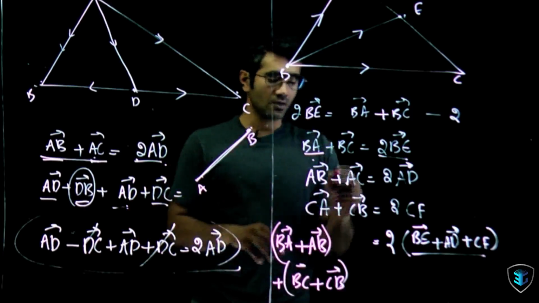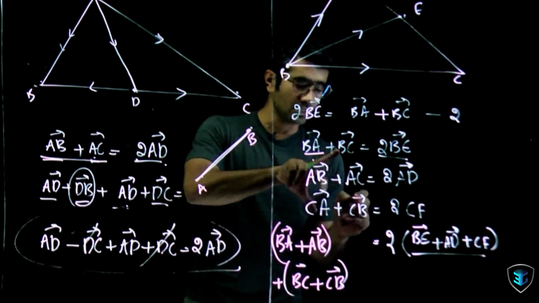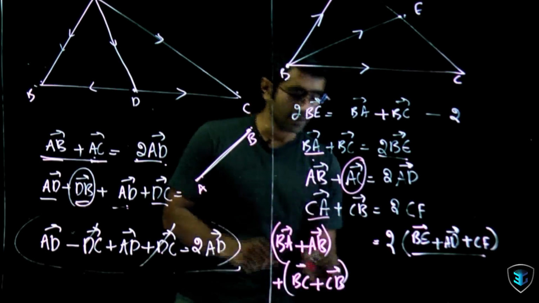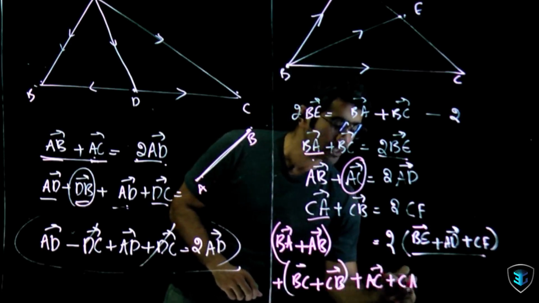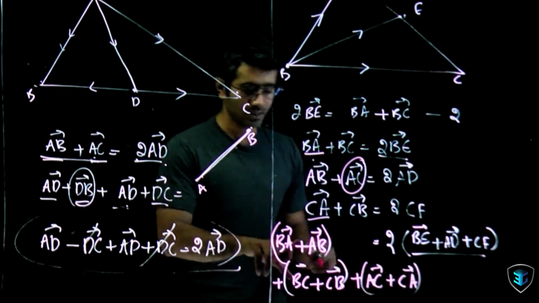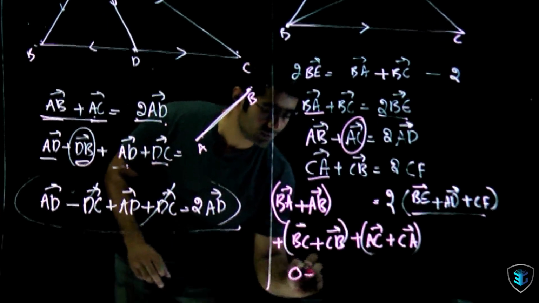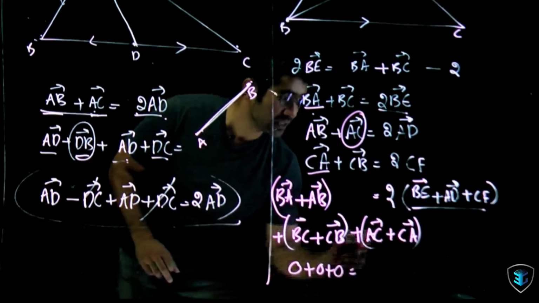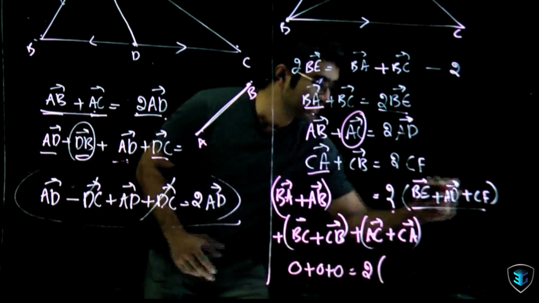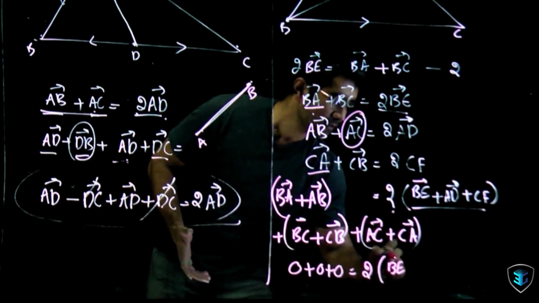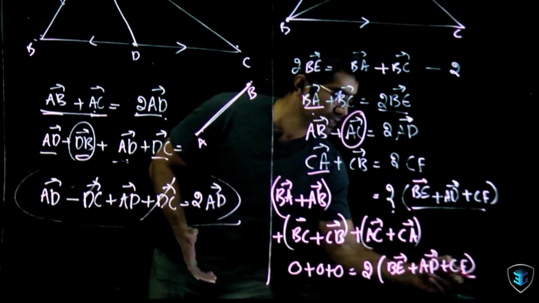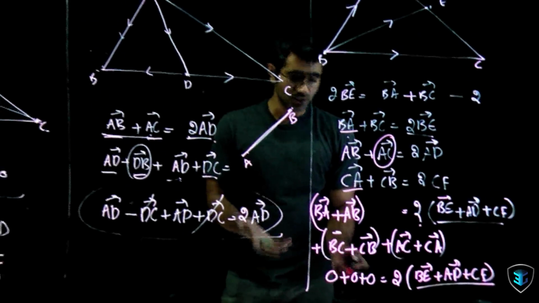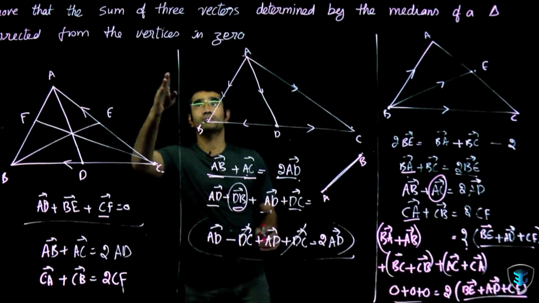And the third one I have is this. These two are done. We have an AC and a CA. Look at that. I do have a plus AC vector plus a CA vector. So this would be a 0, 0, and a 0. I'll get 0 plus 0 plus 0 is 2 times these, that are nothing but BE plus AD plus CF. And the sum of these is actually 0. We understand that? Exactly, that's what I'm supposed to prove.